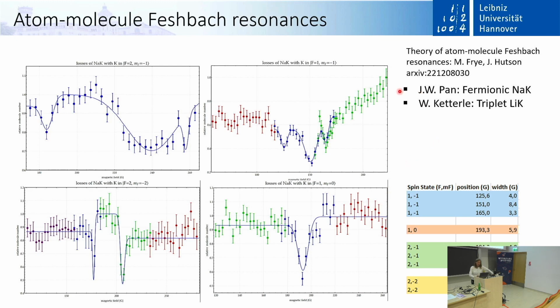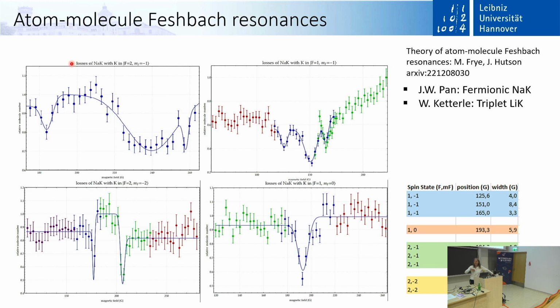There are additional experiments from the Jun Ye group working with fermionic sodium-potassium, and the Cornish group working with a triplet lithium-potassium system. Well, those pictures here are Feshbach resonances in different channels, in different spin states of potassium, always having the same molecular spin state, this one, the second highest of the molecular manifold. Well, now, of course, you would like to understand this, and this is not so easy.